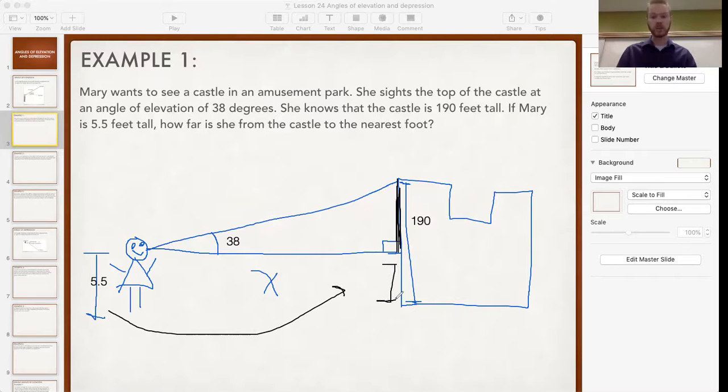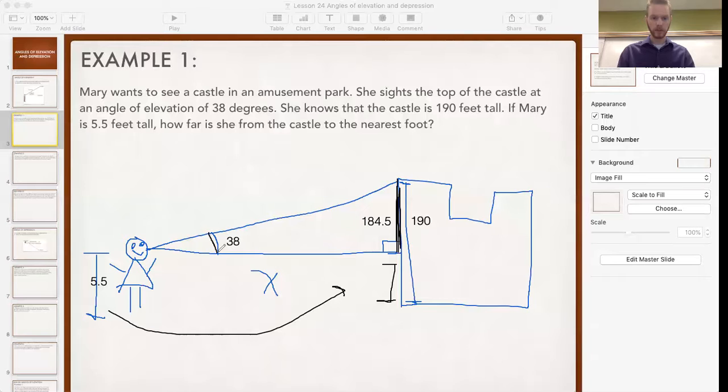Now, this isn't drawn to scale, obviously. So if I want to figure out this side, I would do 190 minus 5.5. When I do that, I get 184.5 feet. So that's going to be this side length here. What do you think? So far, so good. Now let's go ahead and label the side lengths.